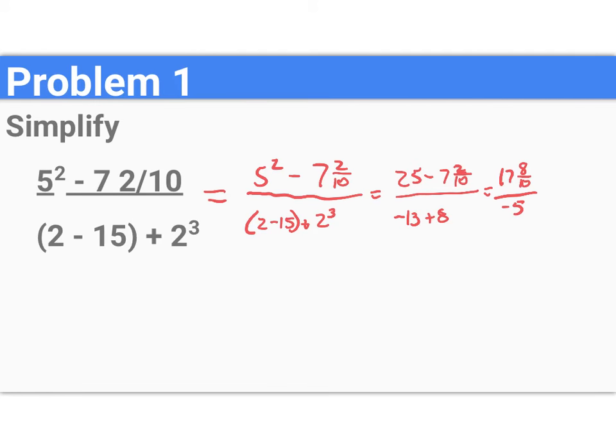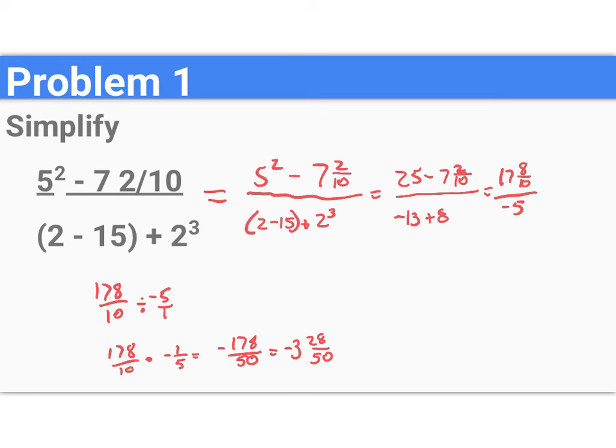So doing a little fraction magic, we have 178 over 10 divided by 5 over 1, negative 5 over 1. 178 over 10 times negative 1 over 5 gives us negative 178 over 50, which gives us 3 and 28 over 50, which is negative.